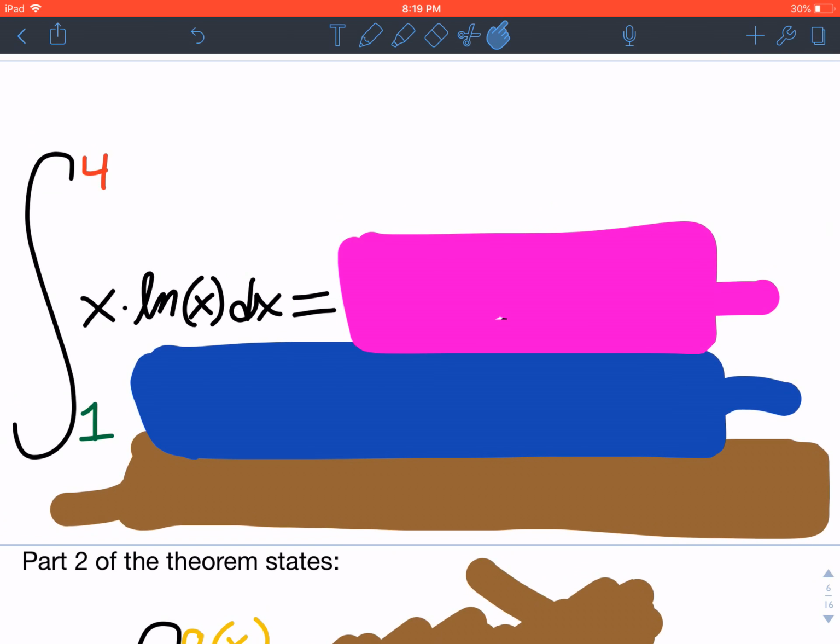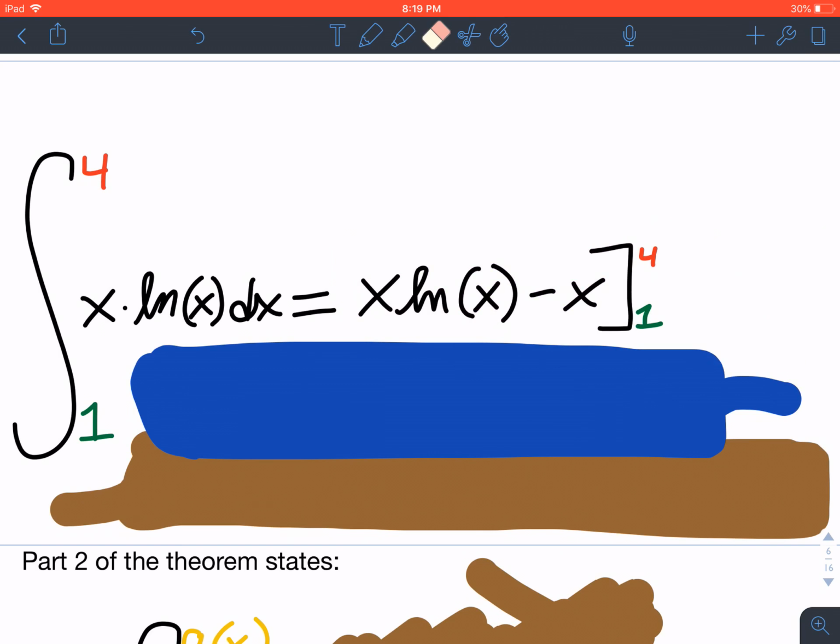Anyway, for a more complicated example, here we have the definite integral again from 1 to 4, just to keep things simple, of x ln x dx. I'm not going to go into super detailed why this is the antiderivative, but just take my word for it that it is x ln x minus x from 1 to 4.